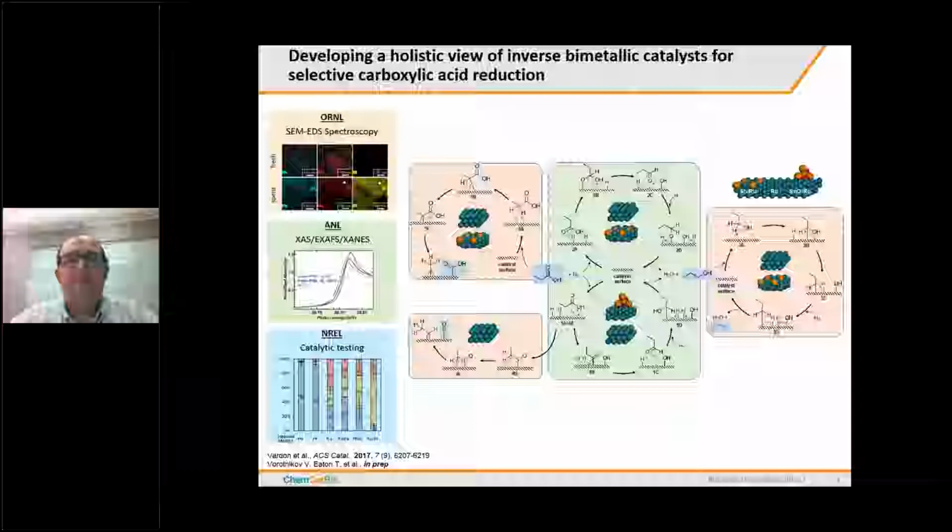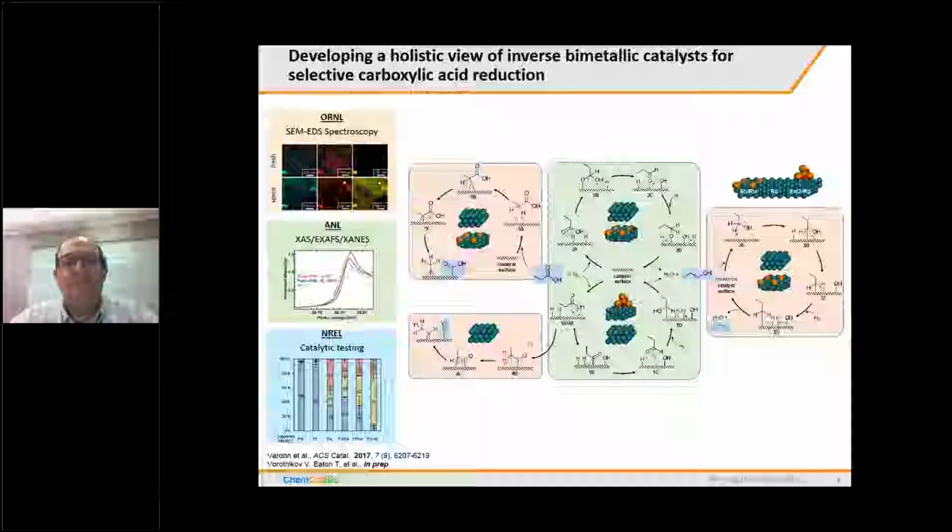So the first example that I want to share with you is developing the bimetallic catalyst for selective carboxylic acid reaction. Along with a lot of different experimental group collaborations, we tested 3 different surfaces: tin ruthenium, ruthenium, and tin oxide on top of the ruthenium.